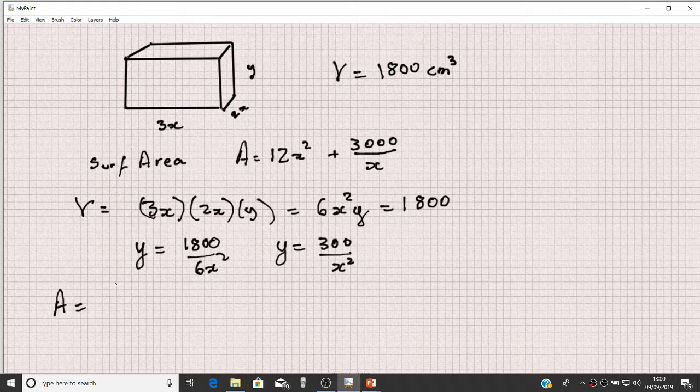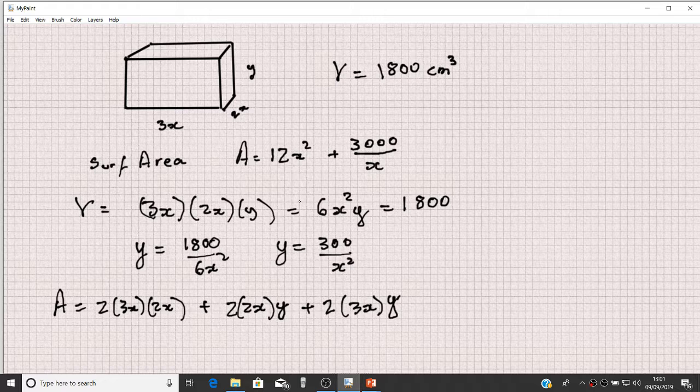Okay, so now we can look at the surface area A. So the area of the surface, we're going to have 2 times 3x times 2x plus 2 times 2x times y plus, what else have we got? We've got 2 times 3x times y, and that's each of the walls of our cuboid. So if you look at what we did there, we did the front area by 2, front and back. We did the top by 2, top and bottom, and we did the ends by 2. So we have each of those picked up. So that is the surface area. And I'll go simplify it now.